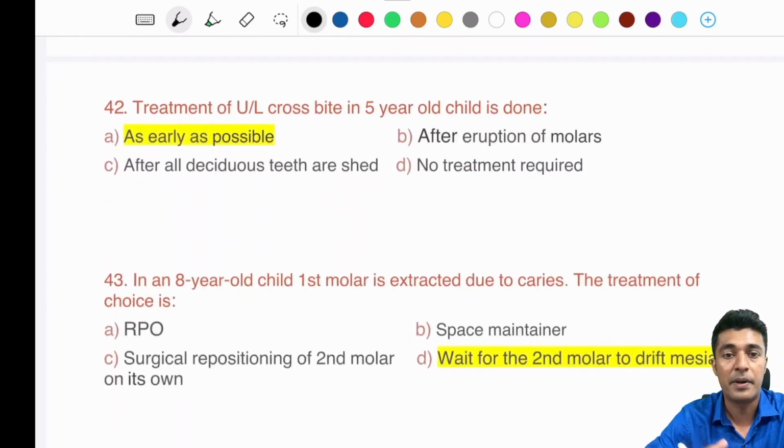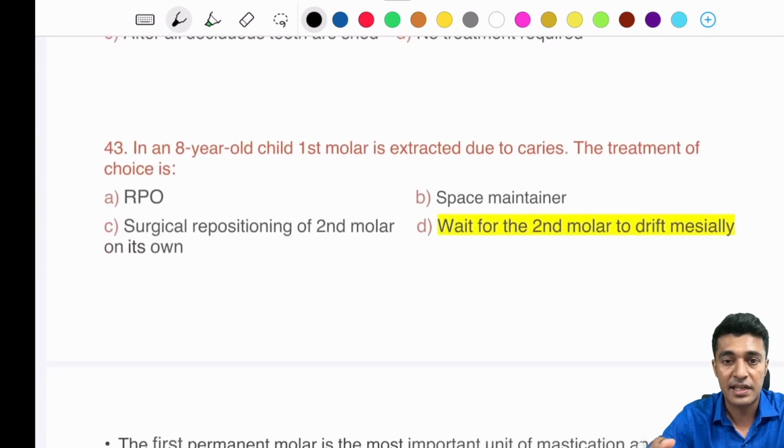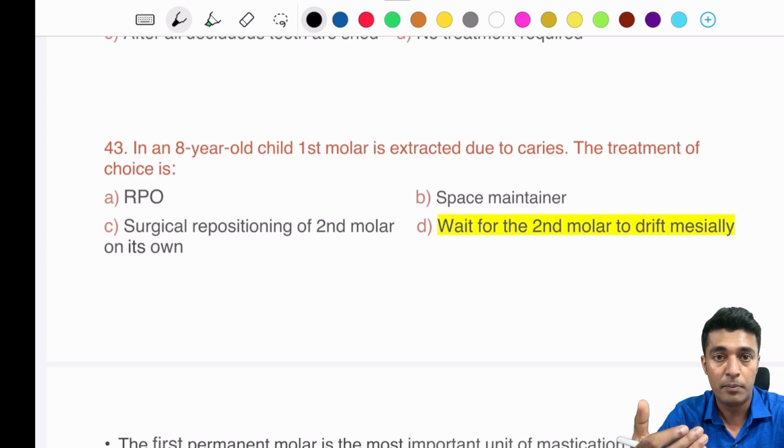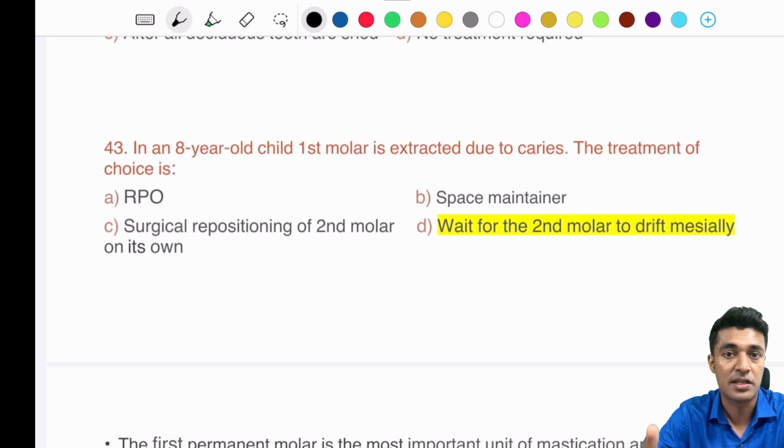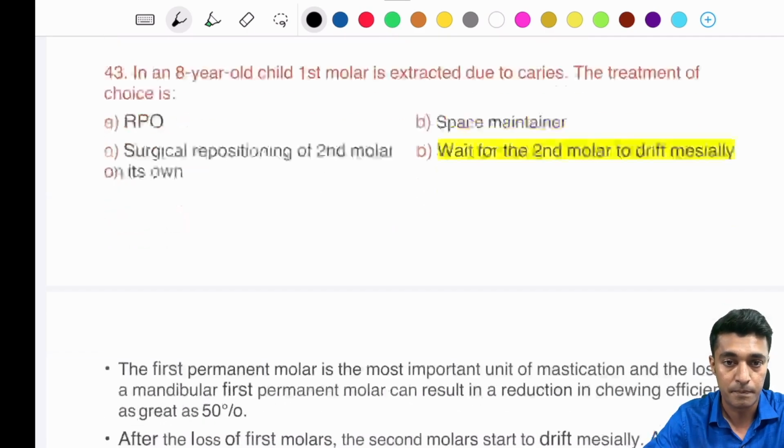The treatment of upper and lower crossbite in a 5-year-old child is done as early as possible. In an 8-year-old child, the first molar is extracted due to caries. The treatment of choice is to wait for the second molar to drift mesially. The logic is that once the first molar is extracted before the eruption of the permanent second molar, it is capable of bodily displacement and occupying the position of the first molar. But if the first molar extraction is done after the eruption of the second molar, then bodily movement does not take place. Instead, tipping movement will take place.